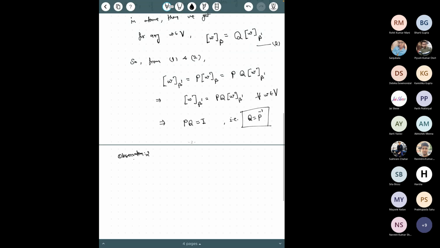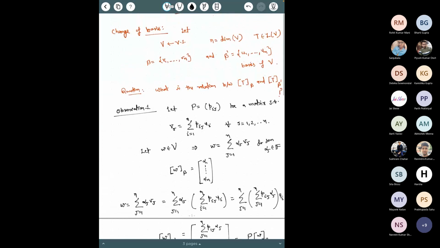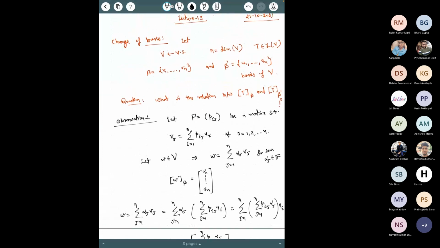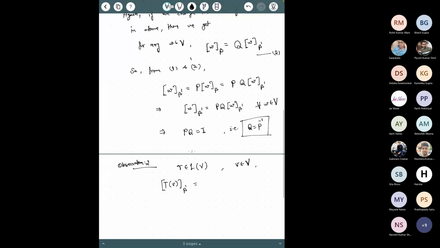Observation 2. We have already seen that if we have a linear transformation T for this vector space V, then for any v in V, what would be the matrix of T(v) with respect to, let's say, B dash? We are talking about the same bases B and B dash. We want to answer this question, and for this I am making this observation. So what is this? Can you tell me?